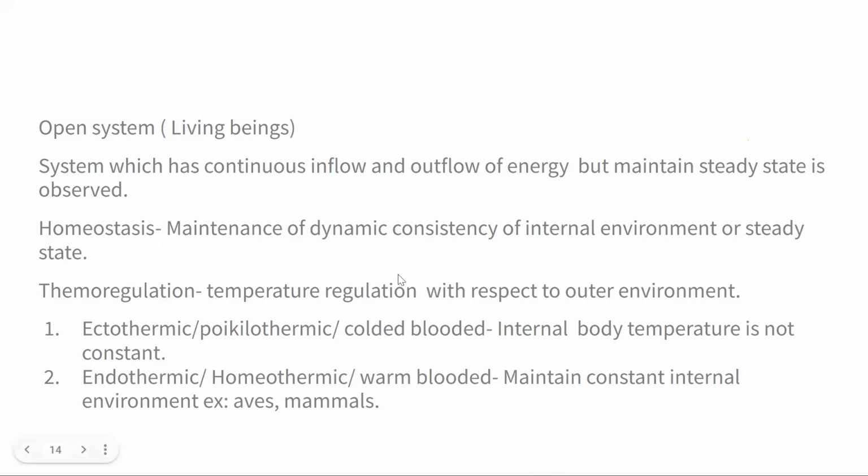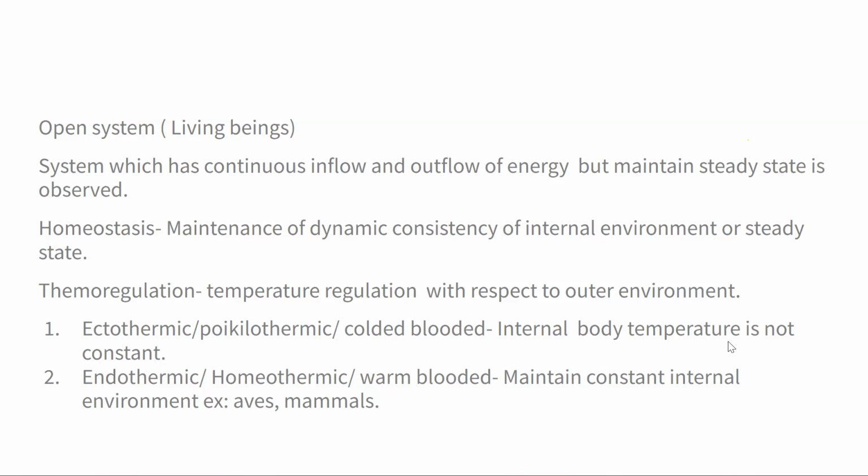Thermoregulation is temperature regulation with respect to outer environment. So with respect to outer environment, we have to see the temperature regulation. First thing, we have two types of organisms, ectothermic or poikilothermic or cold-blooded animals. Since animal kingdom is done, you know that fishes and amphibians and reptiles, their body temperature keeps on changing. Like if outside it is 32 degrees Celsius, their body temperature also becomes 32 degrees Celsius. Outside it is 18 degrees Celsius, unka bhi body temperature aisa hota hai.